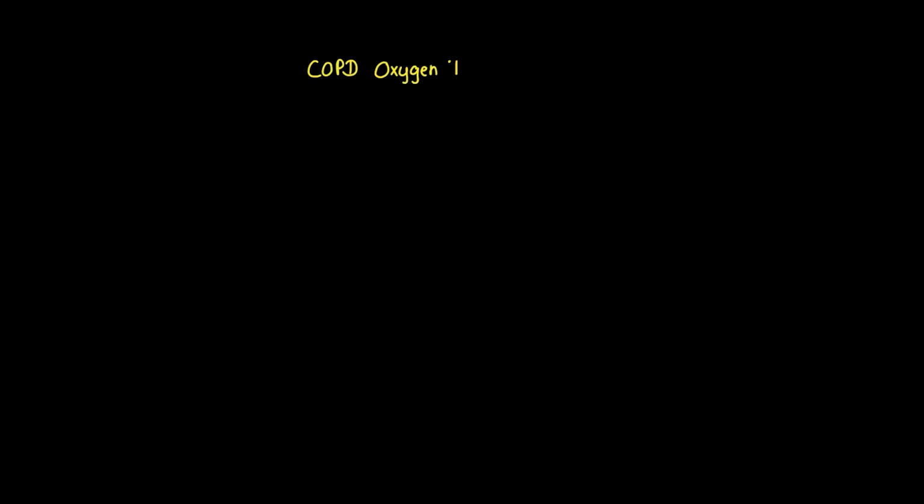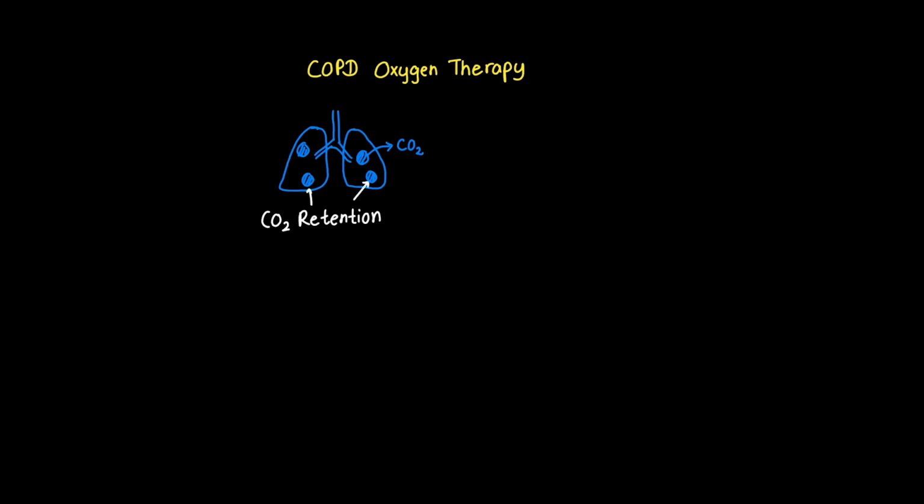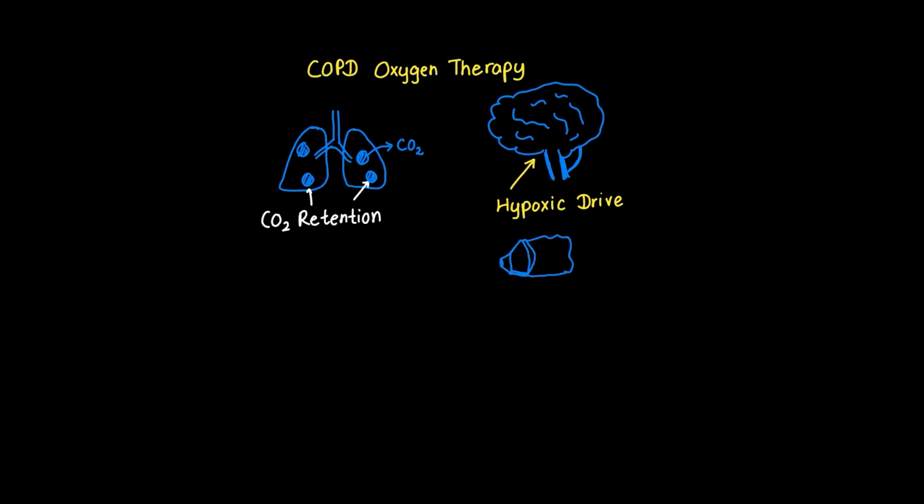Understanding oxygen therapy in COPD requires grasping why too much oxygen can be deadly. COPD patients develop chronic carbon dioxide retention because their damaged lungs can't effectively exhale it. Over time, their respiratory center becomes less sensitive to high CO2 levels. Instead, they rely on low oxygen levels, their hypoxic drive, to stimulate breathing.